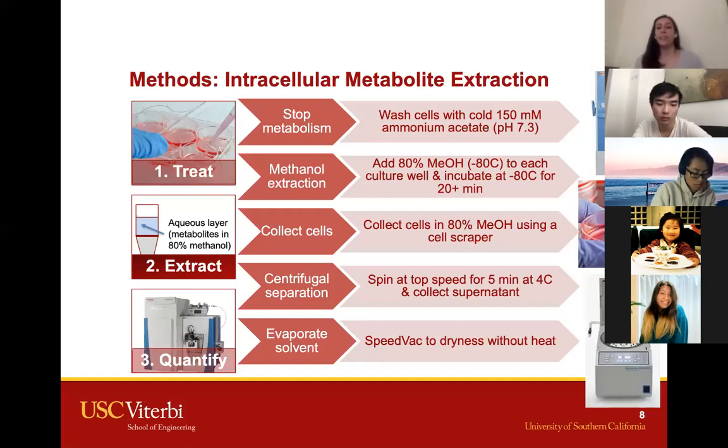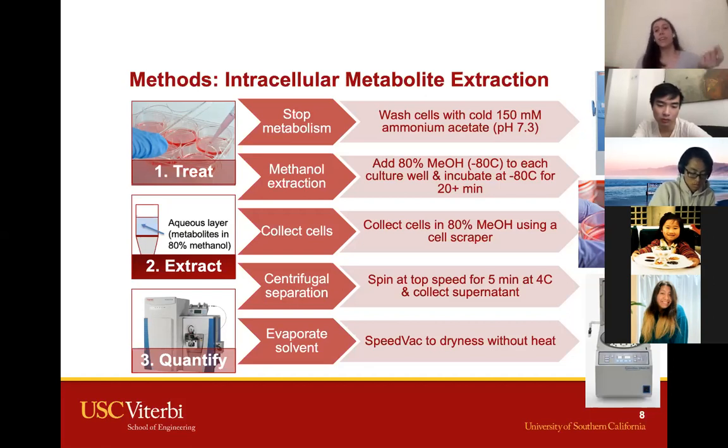And then once we have the metabolites as they are, we can extract them using methanol. We use 80% methanol, that's very, very cold, minus 80 C, and we incubate the cells at this temperature for at least 20 minutes. We would do that in a low temperature freezer, that's pictured on the top right. After that incubation period, the cells will actually be mostly suspended in that methanol mixture, and we can collect them using a cell scraper. You see that on the middle right.